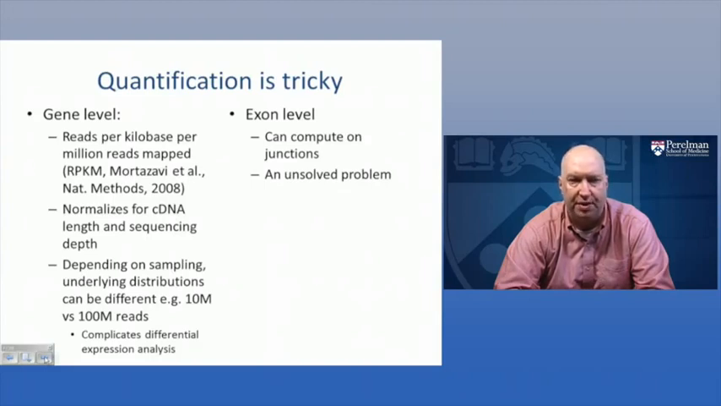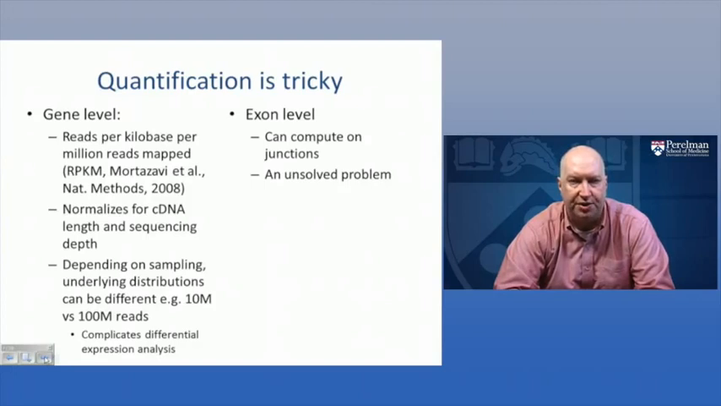So you might have one sample that's sequenced at 20 million read depth and another one that's sequenced at 30 million read depth, and this RPKM method gets around both of these limitations. However, depending on the sampling, for example, 10 million versus 100 million reads, the underlying distributions of gene expression can be quite different between the two, and that really complicates differential expression analysis.